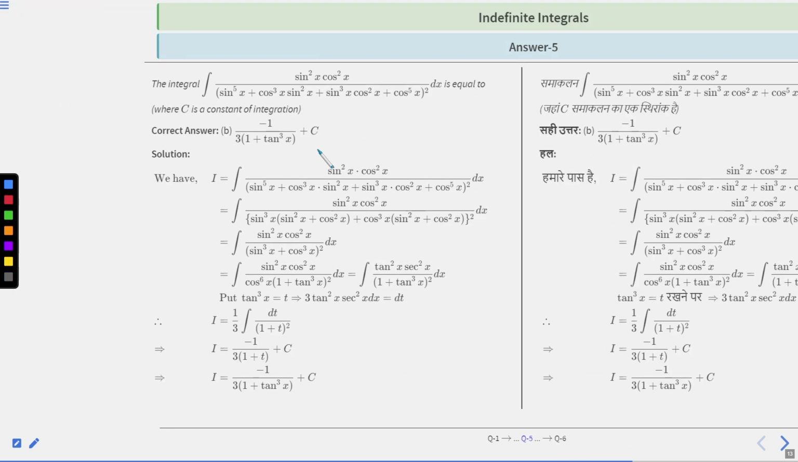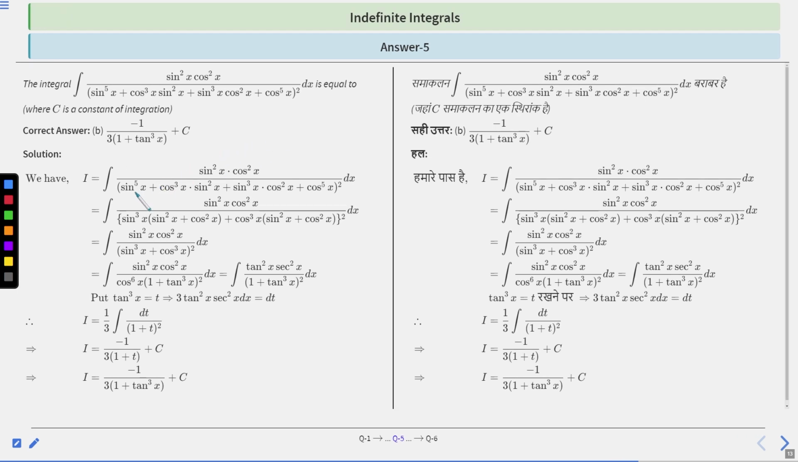Okay, let's move to the solution part. As we have discussed, I is basically equal to this large expression, and as we have discussed, it can be taken as common. Here we can take from this one and this one, we can take sine cube x as common, right? From the first expression and third expression, we have taken sine cube x as common, and from the second expression and fourth expression, we have taken cos cube x as common, right?